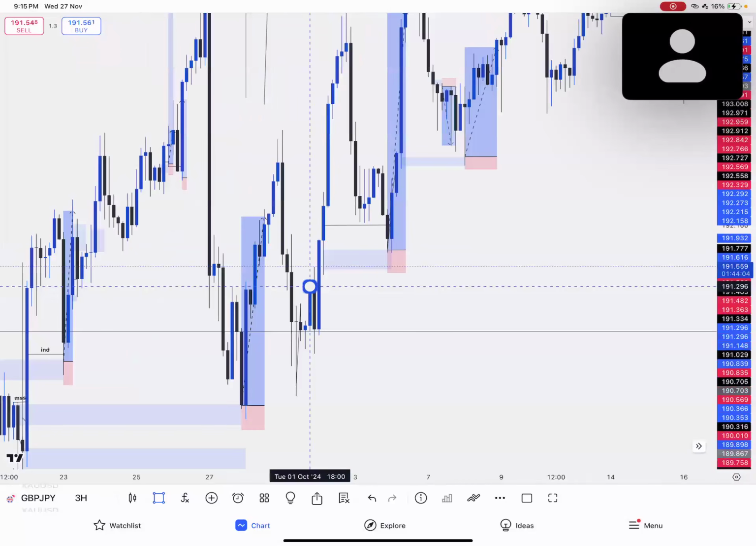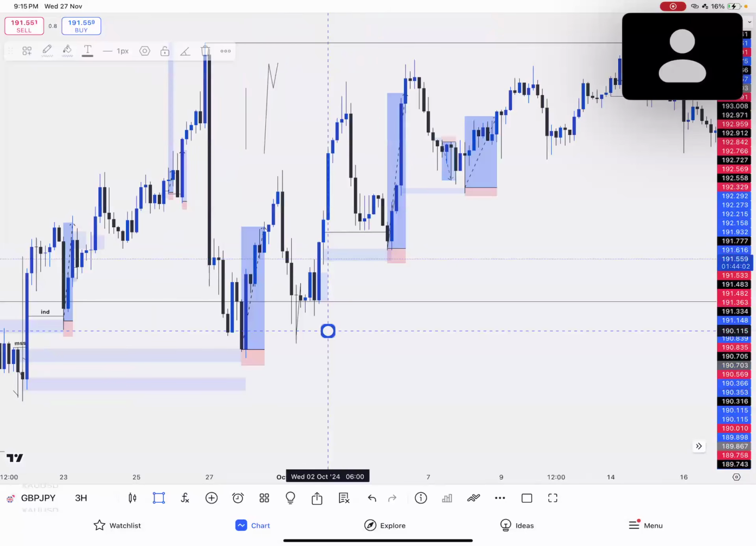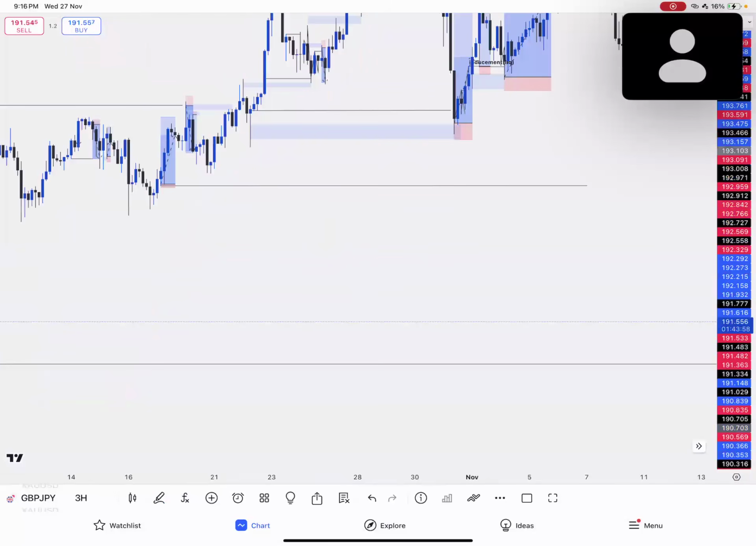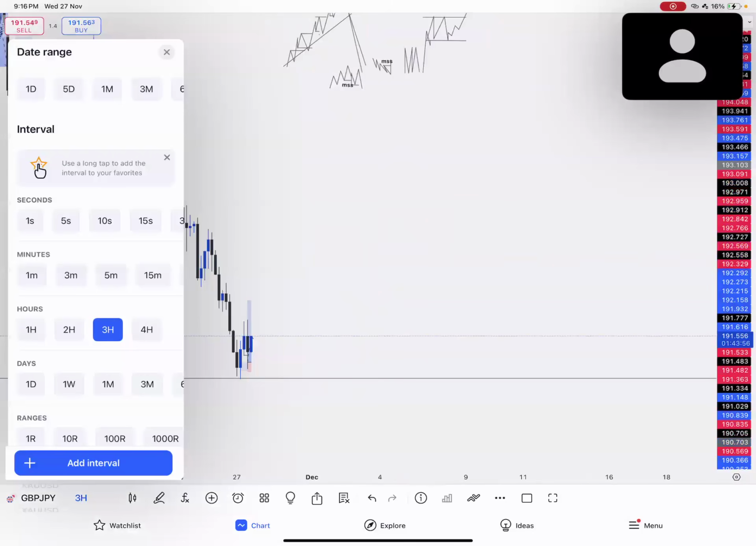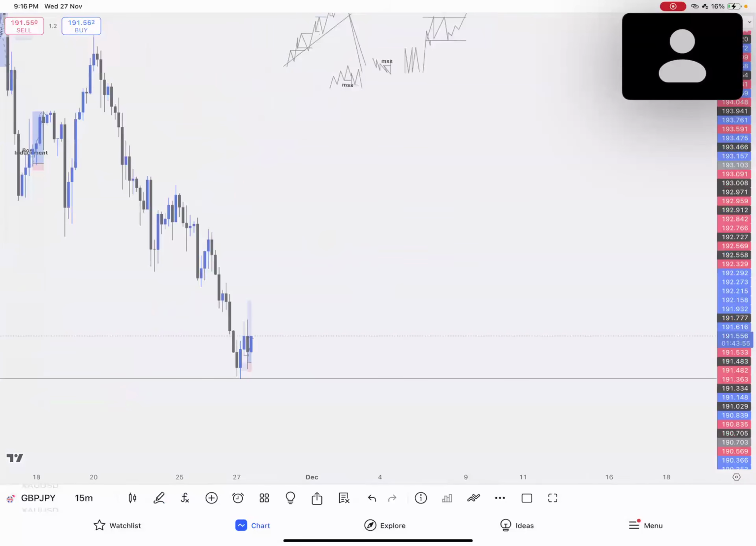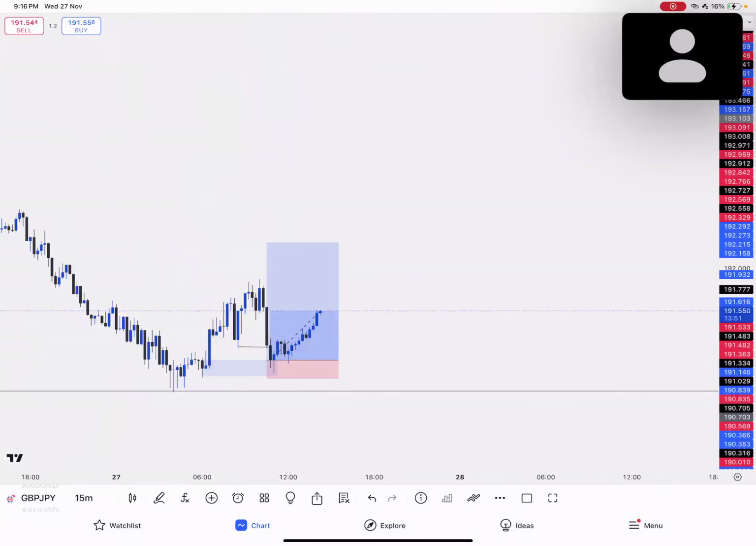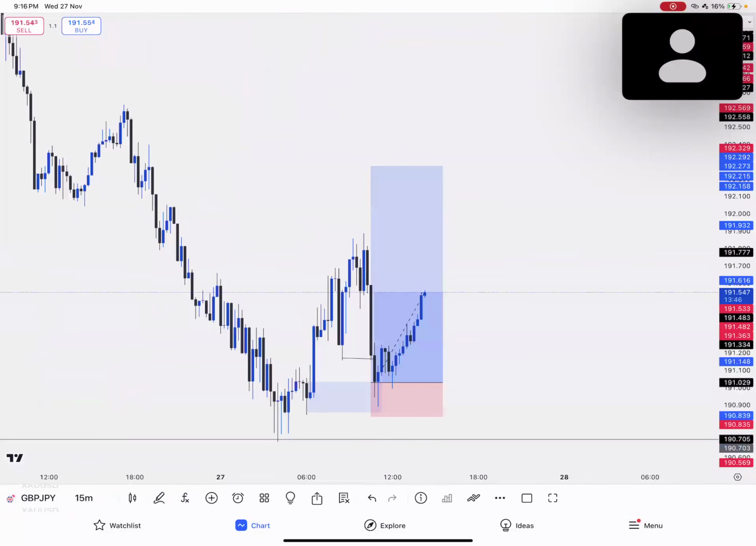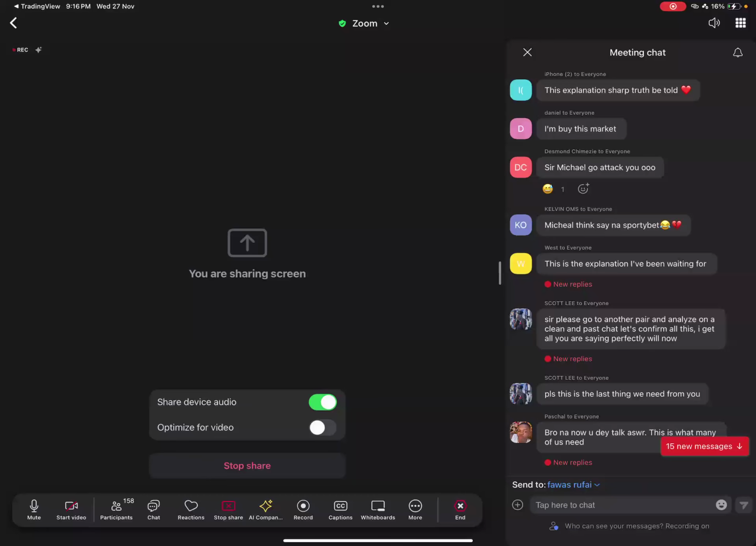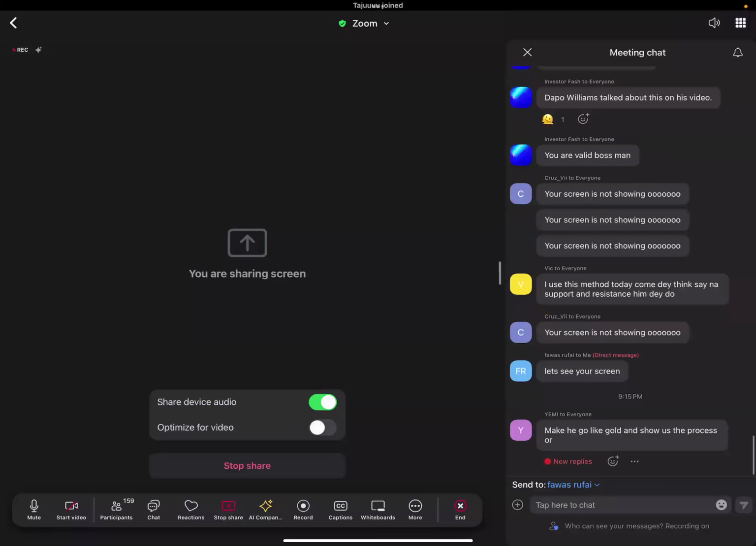So if where the reaction is coming from is a valid point of interest, it's supposed to cause a reversal in the market. That's when I now start looking for structure shifts, liquidity, and a point of interest after that is a valid zone for a reversal. Do you understand? So it's really simple. Higher time frame, then lower time frame.